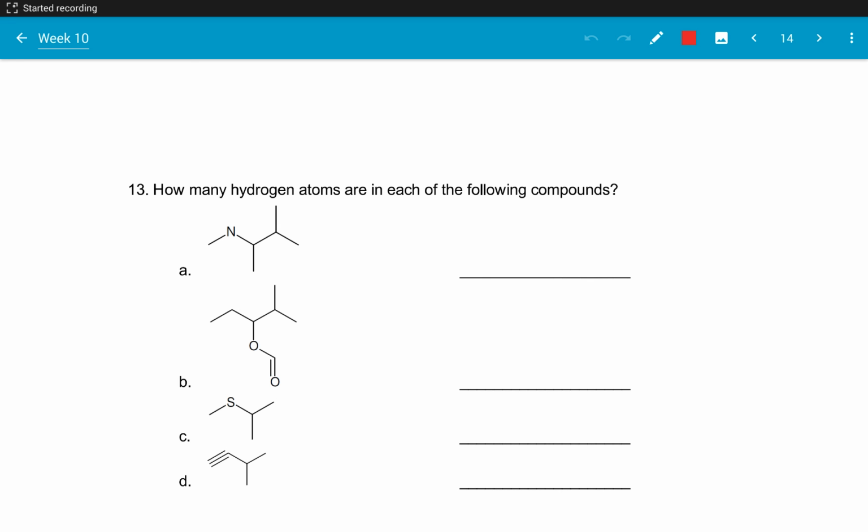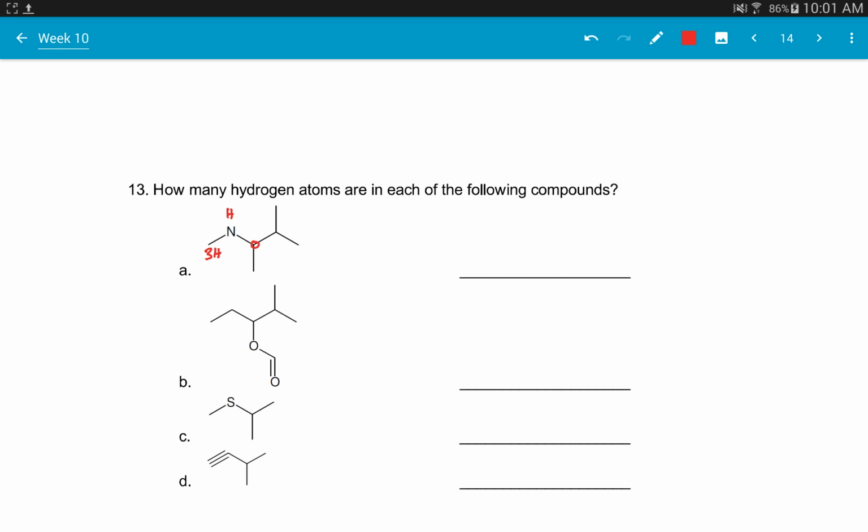How many hydrogen atoms are in each of the following compounds? Well, if we look at this carbon, this has one bond showing to it, but we know carbon needs 4. So there must be 3 hydrogens off that carbon. Nitrogen wants 3 bonds, but only showing 2, so there has to be 1 more hydrogen hanging off of it.